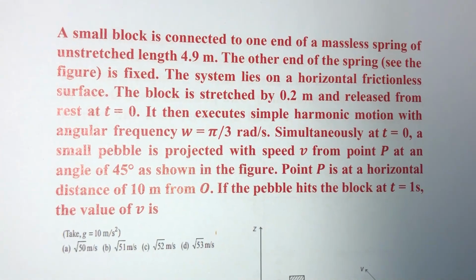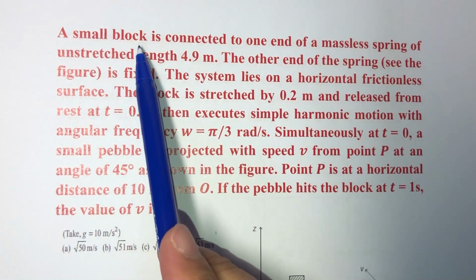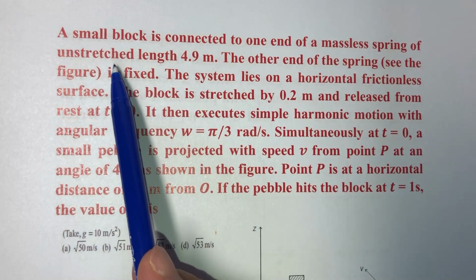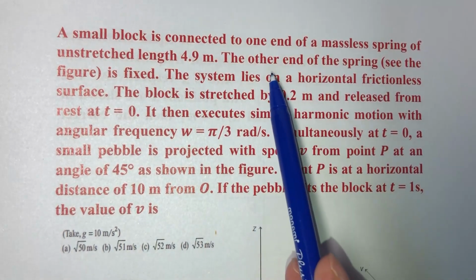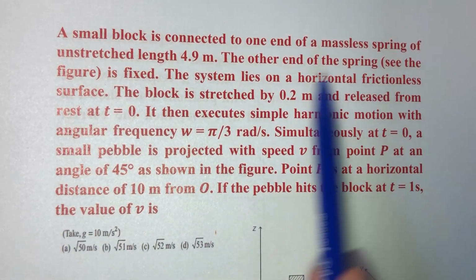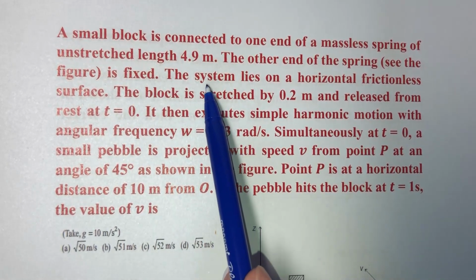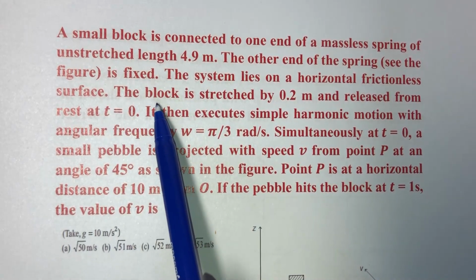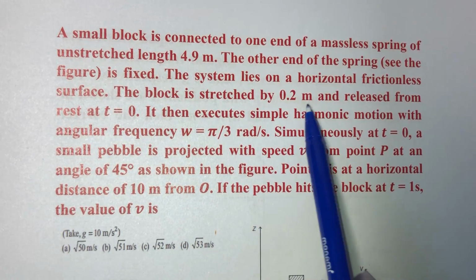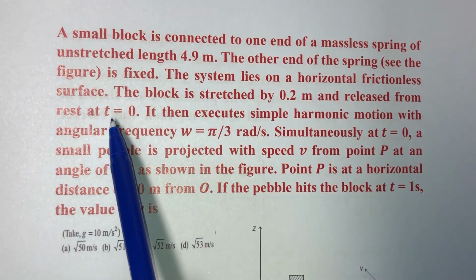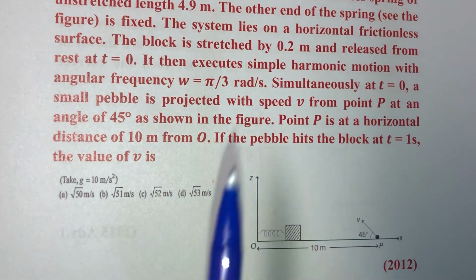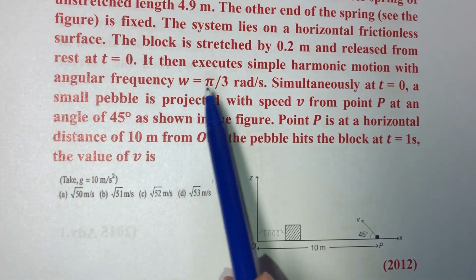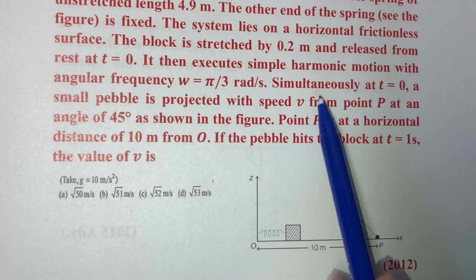Hello friends, today's question. A small block is connected to one end of a massless spring of unstretched length 4.9 meter. The other end of the spring, see the figure, is fixed. The system lies on a horizontal frictionless surface. The block is stretched by 0.2 meter and released from rest at t equal to 0. It then executes SHM with angular frequency omega, pi by 3 radian per second.